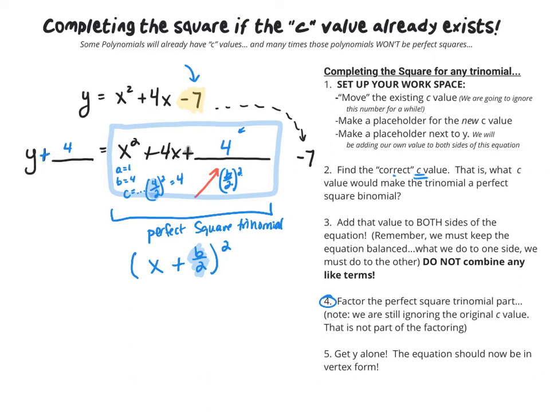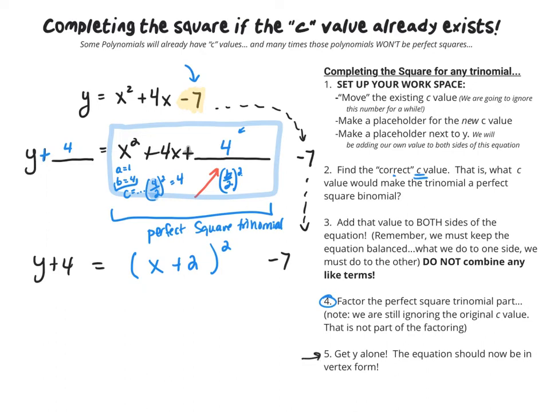So b over 2 was 4 over 2. So I'm going to replace this with 4 over 2. Right, our b value is 4, we divide it by 2. And then of course I'm going to simplify 4 over 2 just to the number 2. Now everything else is the same. We're going to rewrite everything. So we still had a y plus 4 on the left side, and we still have this -7 over here. We haven't addressed that yet.